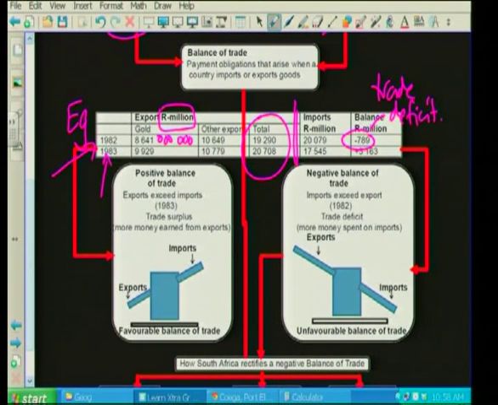But if you have a look at the following year, let me just erase that so we can see these numbers here. There we had a plus amount or a positive amount, 3,163 million rand.